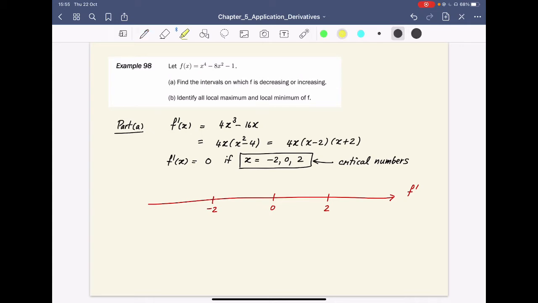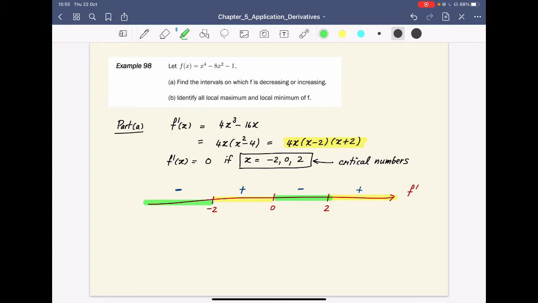When x is greater than 2, what happens? You can plug a number that is bigger than 2 into the function f prime, and you will see that you get a positive value, right? This is positive. For a number between 0 and 2, if you plug it into f prime, you're going to get a negative value. This one you get plus, this one you get minus. All right.